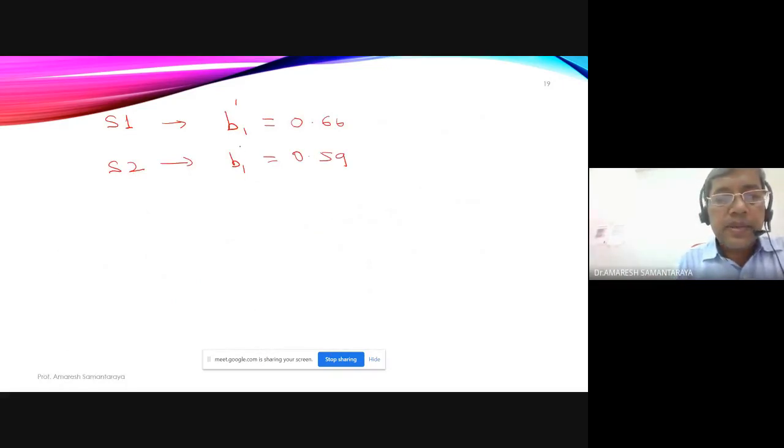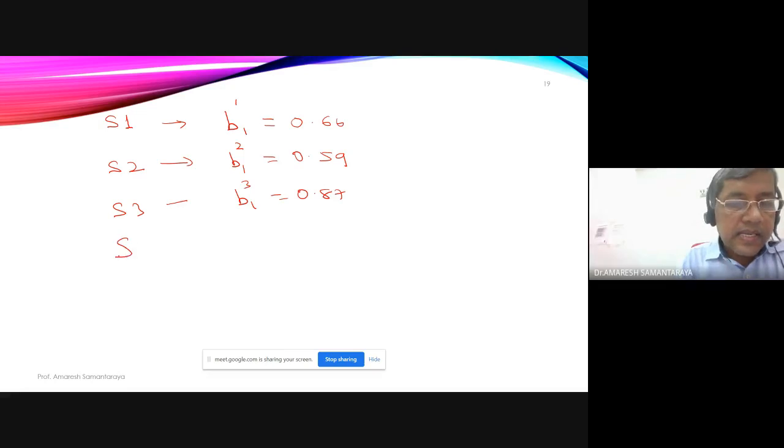So this is my B1, 2. Had I chosen sample 3, my B1 could have been say 0.87. This is my B1, 3. Had I chosen sample 4, my B1 could have been 1.02. This is my B1, 4.